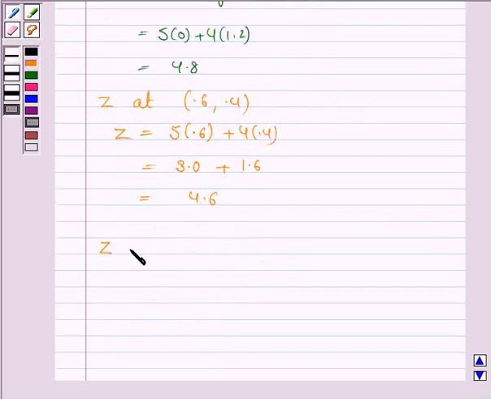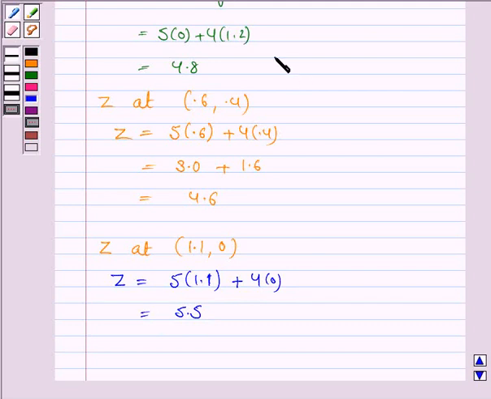Now we find z at the point (1.1, 0). So z is equal to 5 into 1.1, that is x is 1.1, and 4y where y is 0, so this is 5.5. Hence we see that the cost is minimum when x is 0.6 and y is 0.4, and the minimum cost is 4.6.